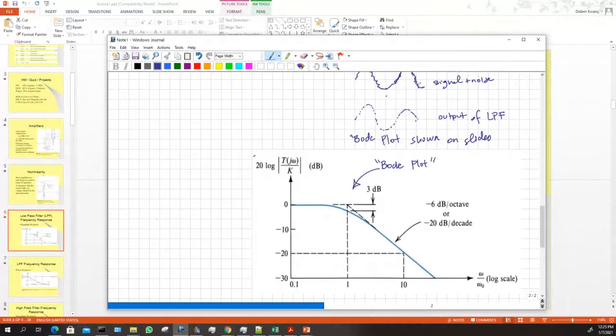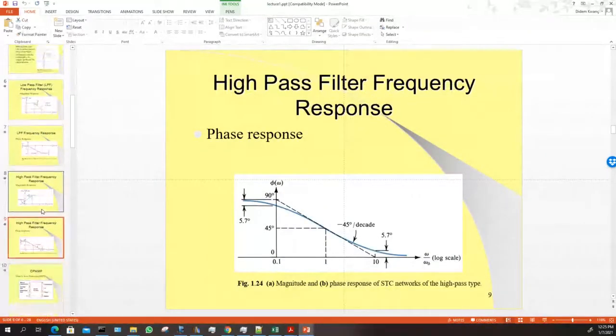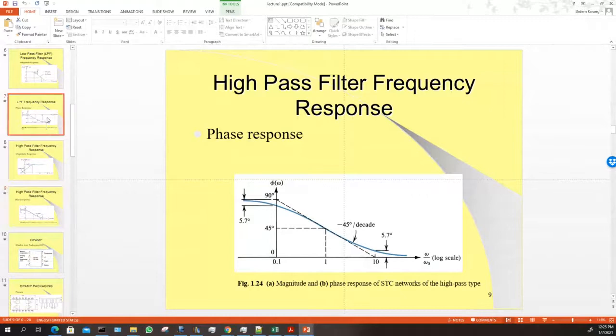Bode came up with it, basically, but the idea is that you have the logarithmic axis and you have magnitude, and it has certain nice properties. You'll see that this turns into a straight line for a first degree circuit, and so on. We're not going to get into that. Phase response is separate from there. Let's not get into that either.